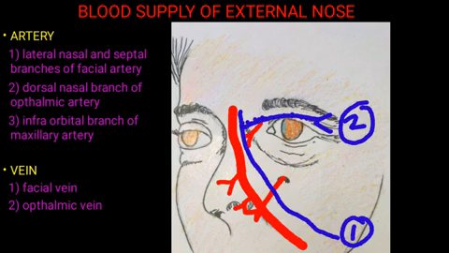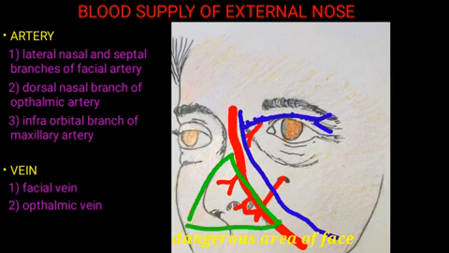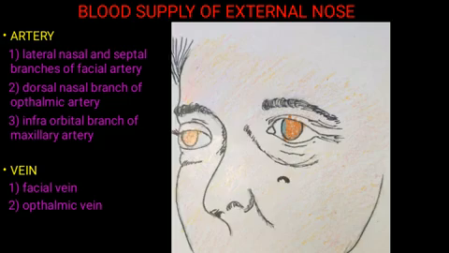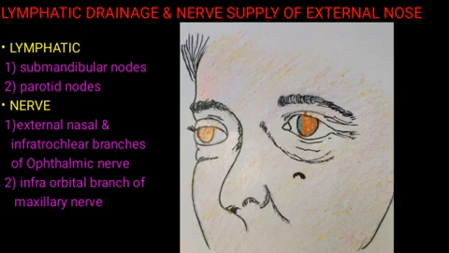Part of the nose is included in the dangerous area of the face, where any infection in this part will easily spread through the valveless facial vein into the cavernous sinus, which is a very dreadful condition. Nerve supply of the external nose. The cutaneous innervation or the sensory nerve supplying the nose is by the external nasal and the infratrochlear branches of the ophthalmic nerve in its upper part and the infraorbital branch of the maxillary nerve in its lower part.